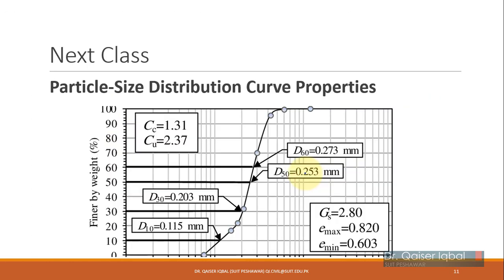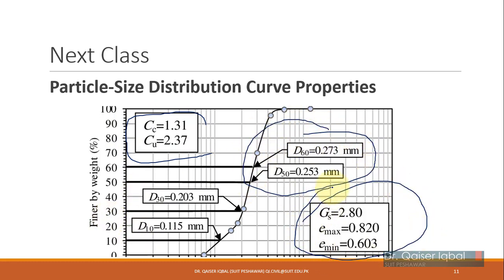So hopefully you have enjoyed the lecture for today. In the next class we will discuss the properties of this particle size distribution curve, or S curve, or gradation curve, and determine the various parameters which can easily tell you if your soil is a particular type of soil, is useful for a particular purpose, and if it is uniformly graded, poorly graded, well graded, etc. So all these things will be discussed in the next class.